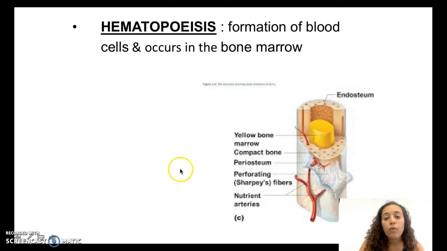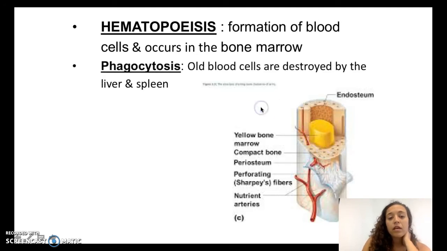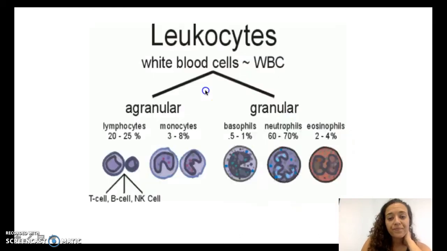Okay, so hematopoiesis, remembering that that's the formation of blood cells. There's some bone marrow here. Most of your red blood cells are produced in the red bone marrow. Your yellow bone marrow is mostly used for adipose storage. It's yellow because it's made up of adipose. But if for some reason you can't produce it, then a little bit will come from here. Phagocytosis: old blood cells are destroyed by the liver and the spleen.